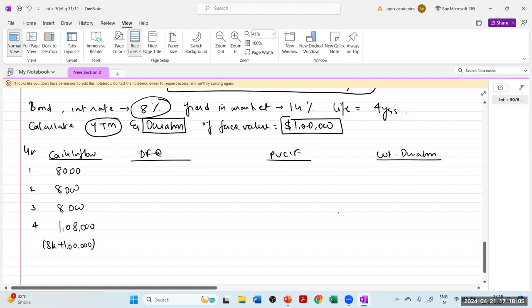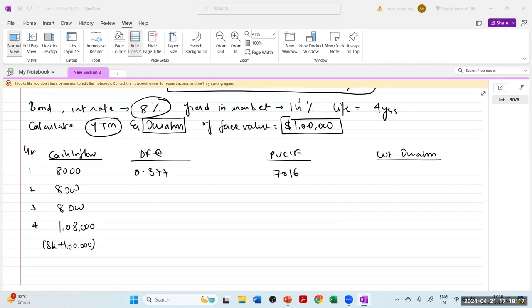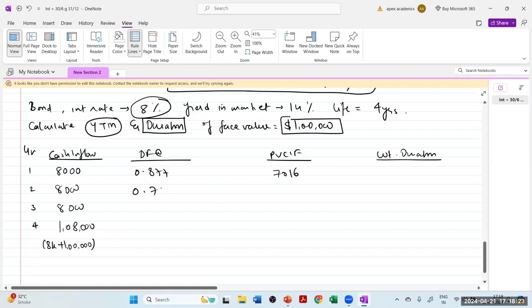Discounting factor at the rate of 14%. Discounting factors, please. 0.877. First year's present value cash inflow: 7016. Students, if you are getting a different answer in your notebook, I expect you to unmute and speak up immediately. Next year's discounting factor, please. 0.769. Present value cash inflow: 6,152.